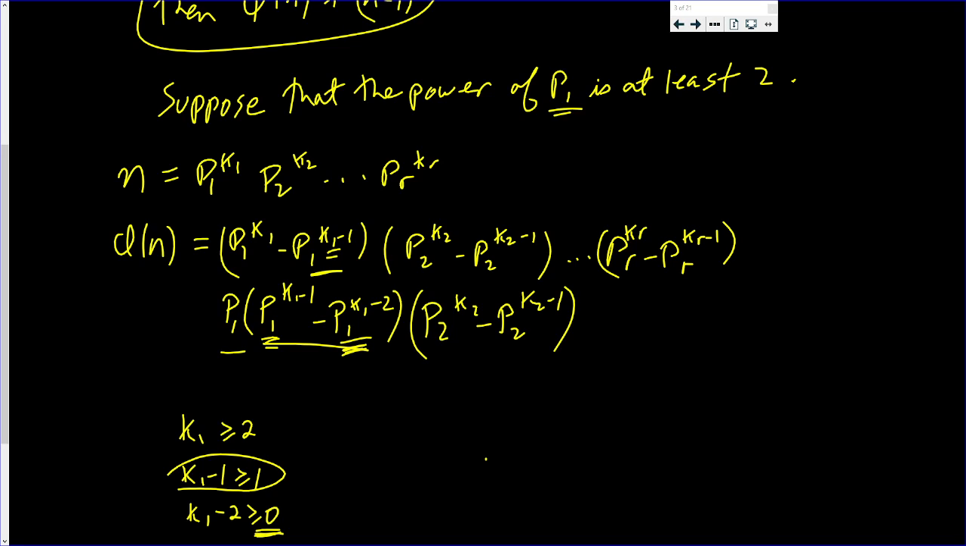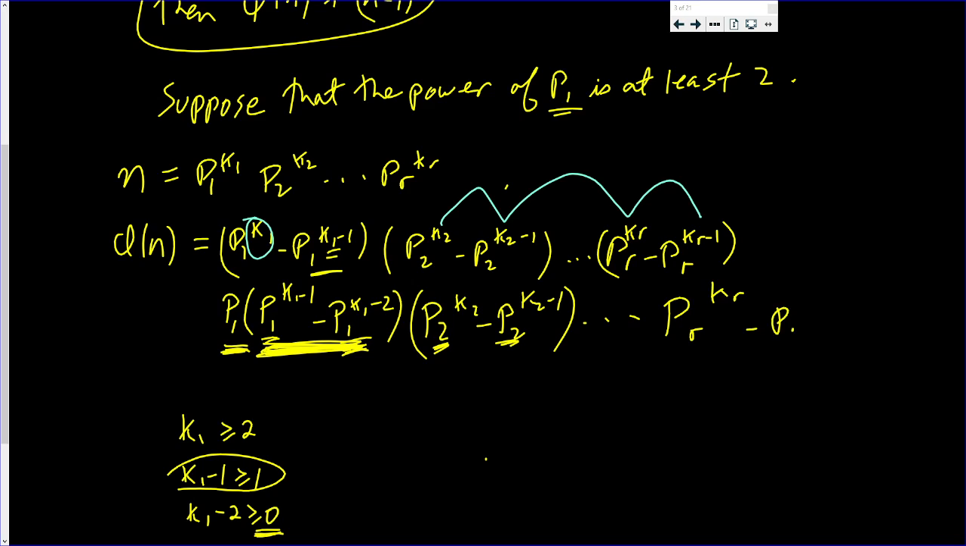These are all integers because all of these exponents are at least 1. This one, on the other hand, was at least 2. That's why I was able to pull out P1 and have an integer being multiplied by it. This is an integer minus an integer. The last one is an integer minus an integer.